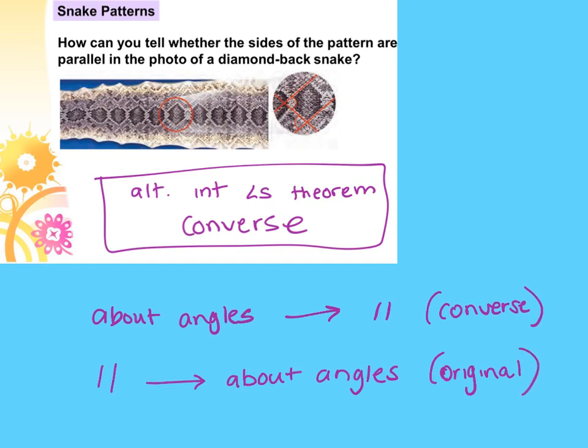So pay attention to what you're given and what you're looking for, because that's what's going to help you figure out those two. The wording is both the same, right? It's just the converse to it.